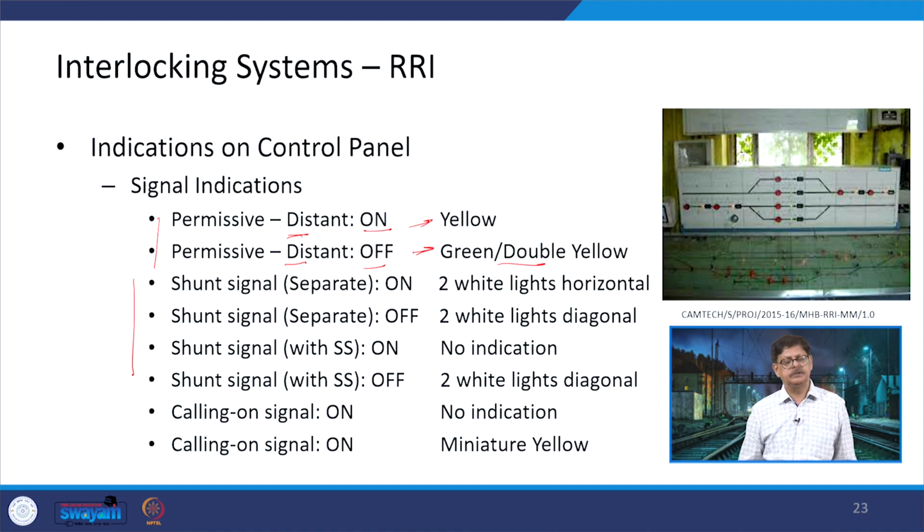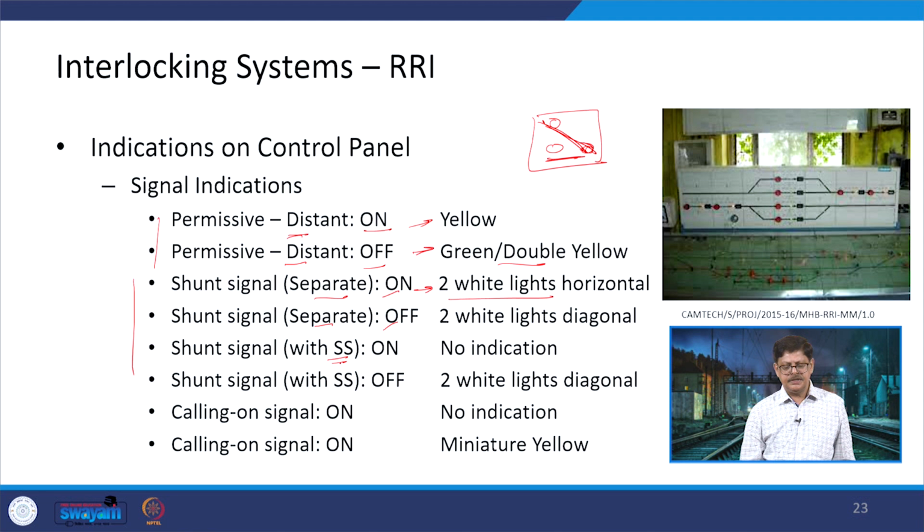Then for shunt signals, if they are being provided separately or with the stop signal, that means on the same post, the conditions will remain the same. That means either it is an off condition or an on condition. If it is an on condition, two white lights horizontal, we discussed this if you remember, there was a block in which the lights were shown in this form. So if these two lights are lit, that means it is on, and off is when these two inclined or diagonal lights are lit, that means it is an off situation.